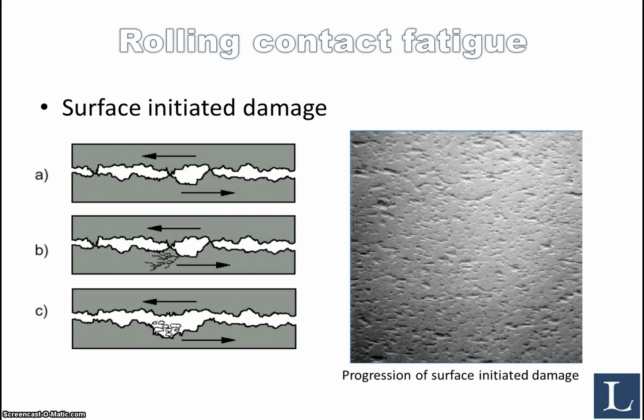You may also have what is known as surface initiated damage. And this occurs when you have asperity contact, like this and this and this, due to, for instance, poor lubrication, and you get metal-to-metal contact. During this interaction between the asperities, you may also have some micro-crack formation, which results in small fragments of the material being removed, leaving micro-pits on the surface. So you can actually see here in the image to the right what a typical surface initiated damage pattern would look like.